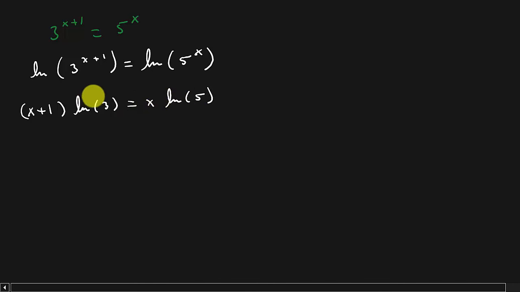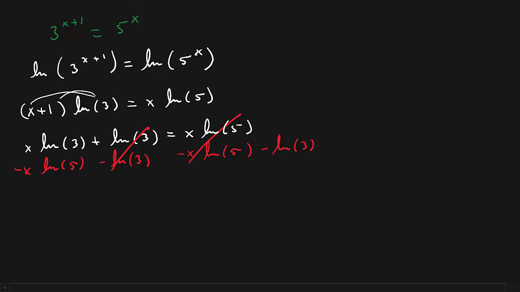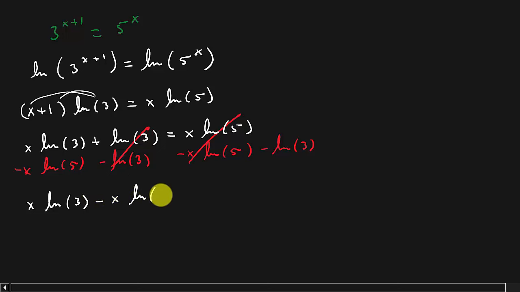And then here we're going to do the distributive property. So that's x times natural log 3 plus natural log 3 equals x natural log 5. What I'm going to do here is subtract x natural log 5 from both sides, because I want to get all the x's on one side, and I'm going to subtract natural log 3 from both sides. You can see that those are going to cancel out, and those are going to cancel out. So I'm left with x natural log 3 minus x natural log 5 equals negative natural log 3.